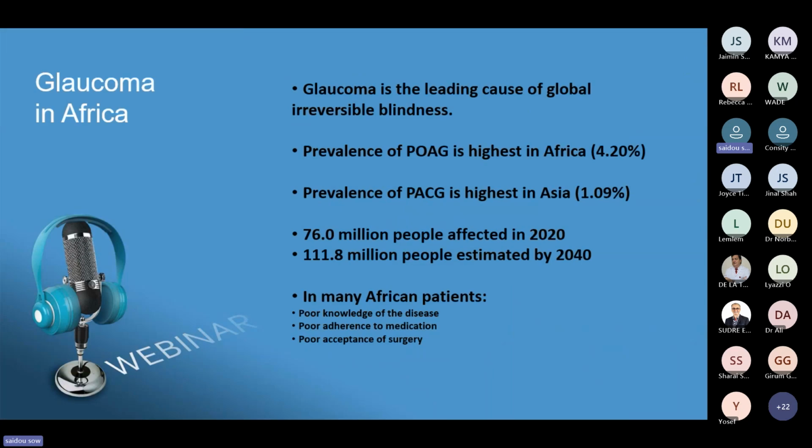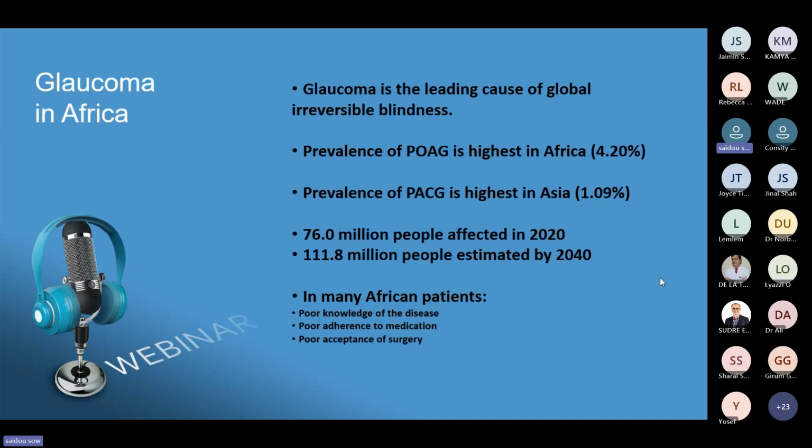As Professor Marion said, we know that in Africa we are dealing with a lot of challenges. We know that glaucoma is a leading cause of global irreversible blindness. The prevalence of primary open angle glaucoma is highest in Africa, and the prevalence of primary angle closure glaucoma is highest in Asia. We had 76 million people affected by glaucoma in 2020, and by 2040 about 112 million will be affected.